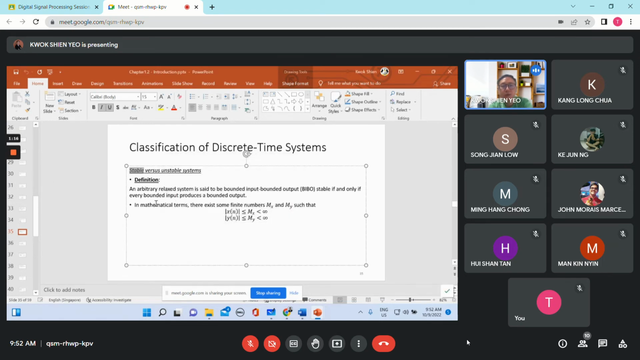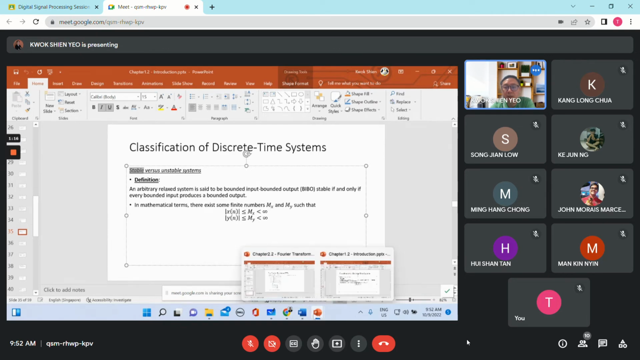Okay, so stable and unstable system. If the system is stable, or BIBO, the bounded input produces a bounded output. That's the definition, meaning that the input and output cannot be infinity. Okay, so when we know this, then we have this.